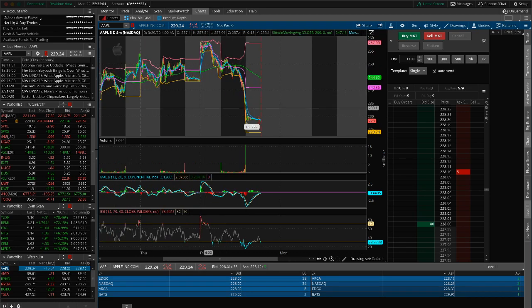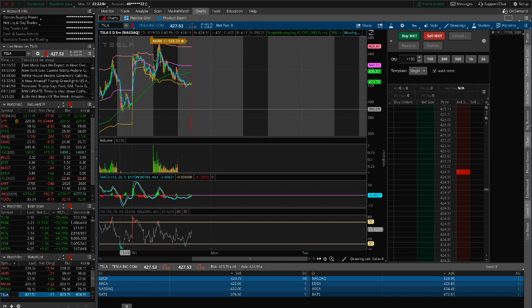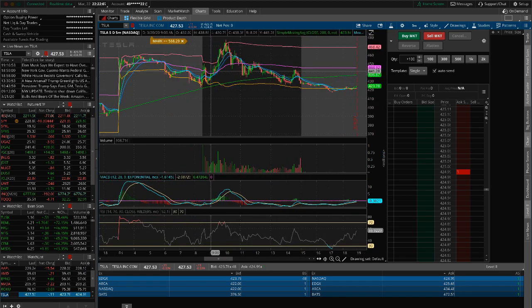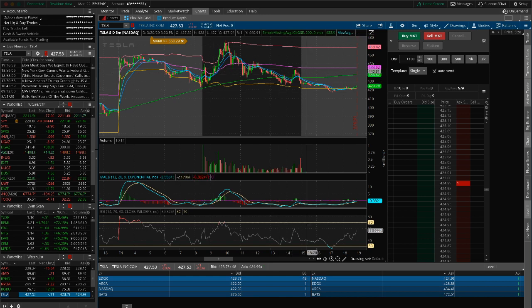Okay, anyways, going forward, let's just use a heavy-weighted stock. I don't want to use Apple. Tesla, maybe. Right? Sure. Tesla, I guess, right? Okay.